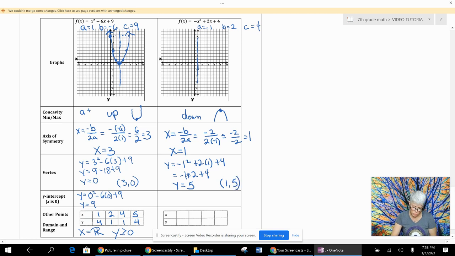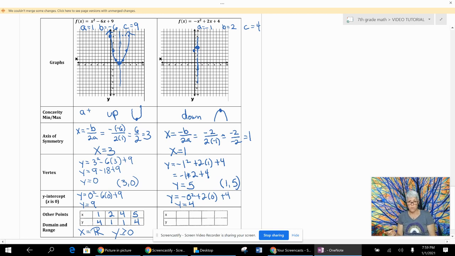So we end up with (1, 5) as my vertex. 1, 1, 2, 3, 4, 5, right there. Made it really big so you can hopefully see that. Remember, it's going to end up going down. I'm going to figure out the y-intercept by making x be 0. So y equals -0 squared plus 2 times 0 plus 4. So y equals 4, meaning the y-intercept is 4. So I'm going to put a point there, 1, 2, 3, 4.